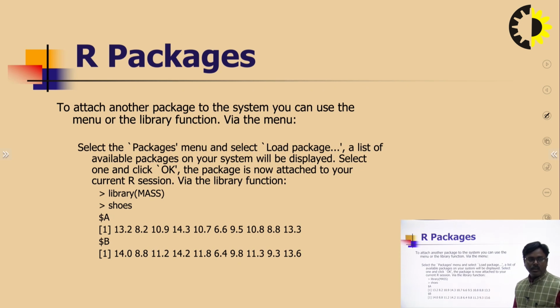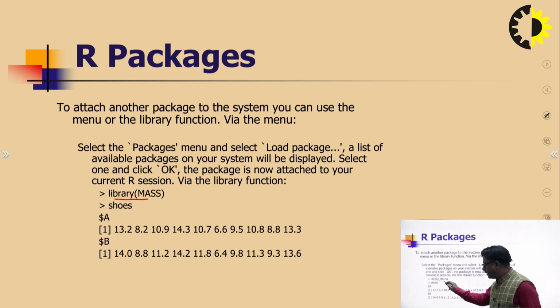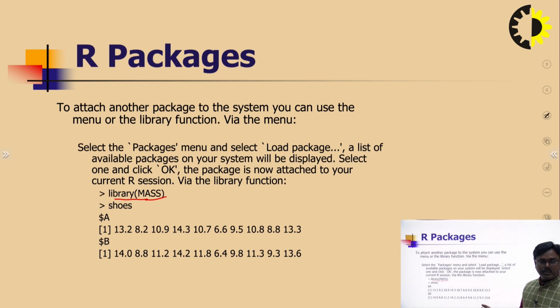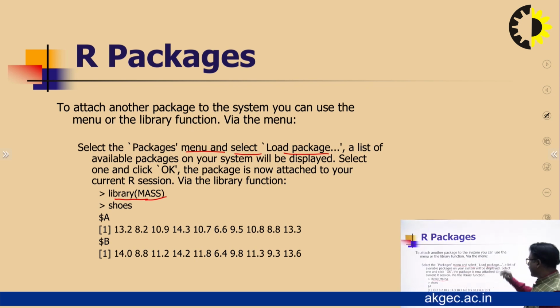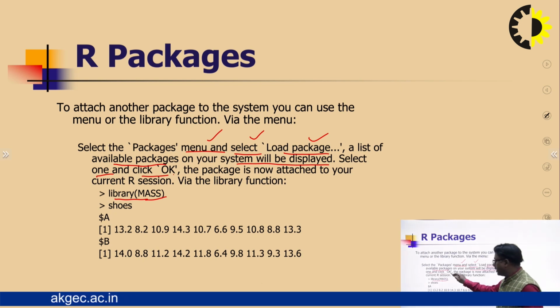Another example shows how these R packages can be utilized and how we can use the library method. For example, MASS is a package which includes the MASS data set. For the library, select the Packages menu and select Load package, and a list of available packages is displayed. Using the menu, we can select and load the packages. Select one and click OK. The package is now attached to your current R session.